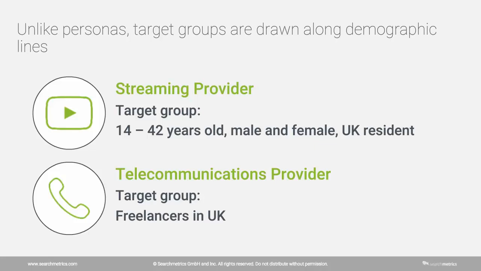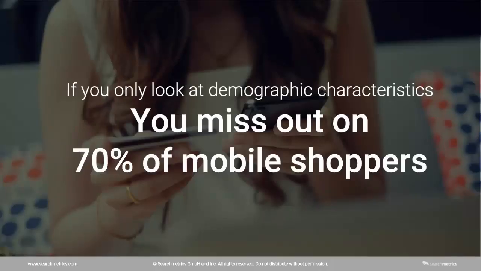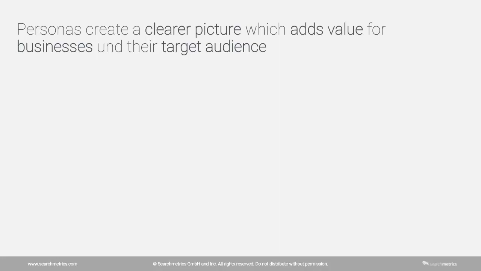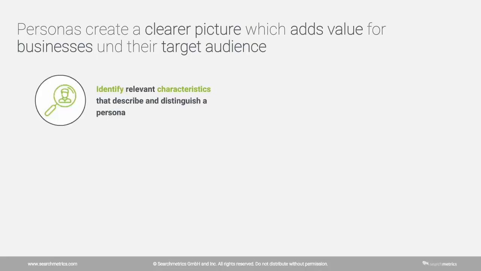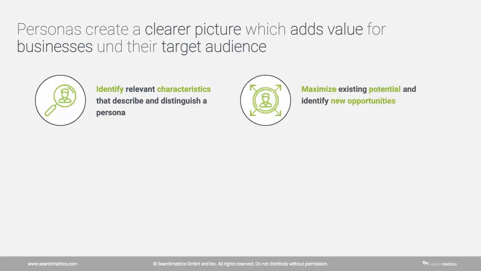Additionally, a study from Google says that if you only focus on demographic characteristics, you miss out on 70% of the mobile shoppers, because you only consider the demographics and not, for example, the interest, search intent, etc. So in the end, personas help you to get a better feeling about your target audiences. Like I said before: what are the challenges? What are the interests? So you identify relevant characteristics that describe and distinguish the different personas. You get a better feeling about them, and by doing that, you maximize existing potential and identify new opportunities.